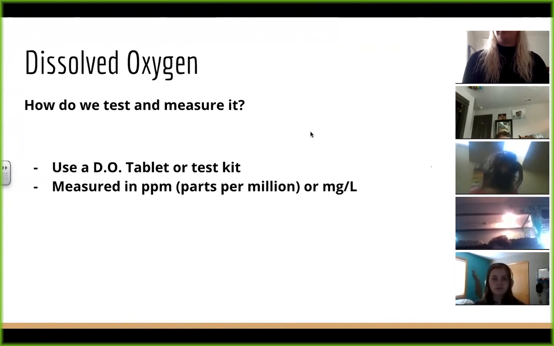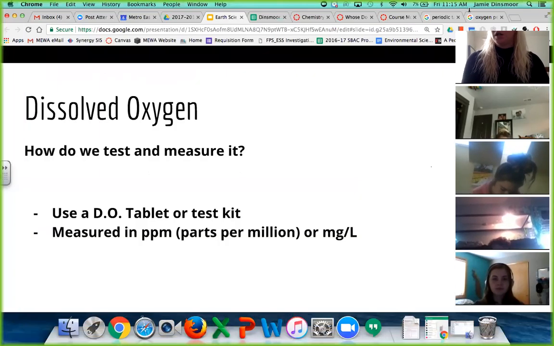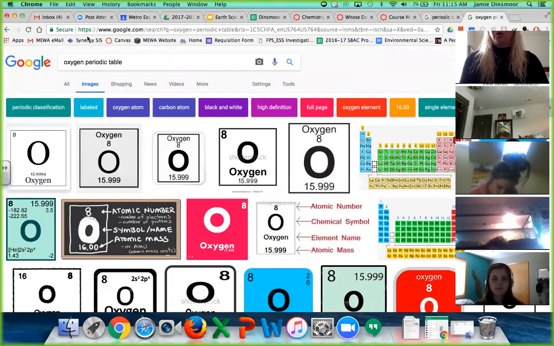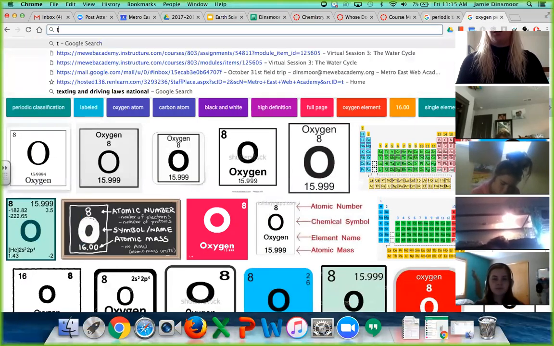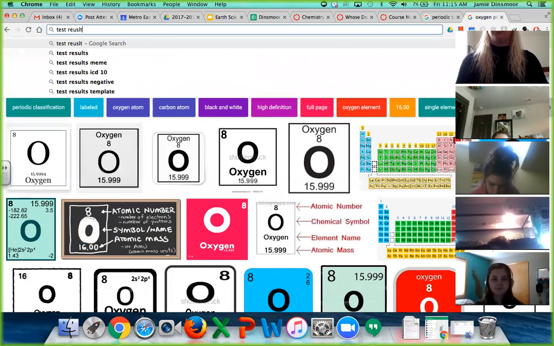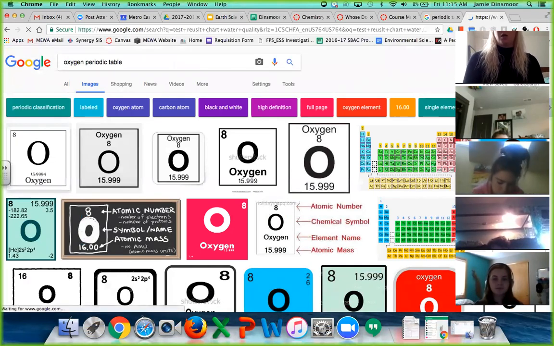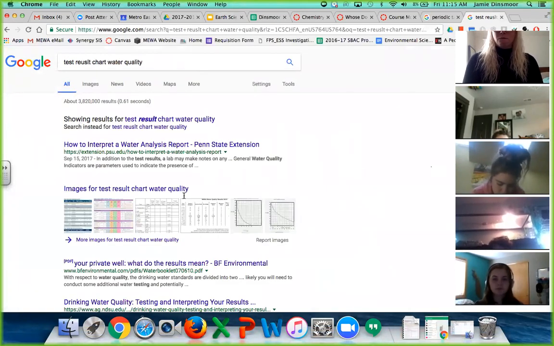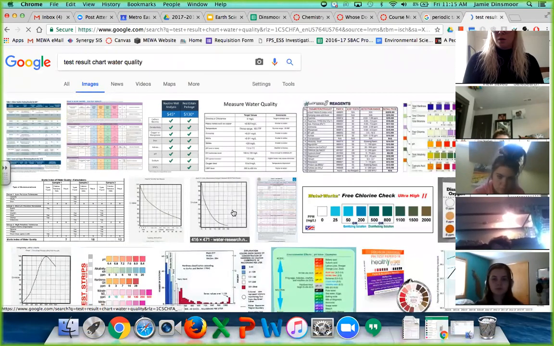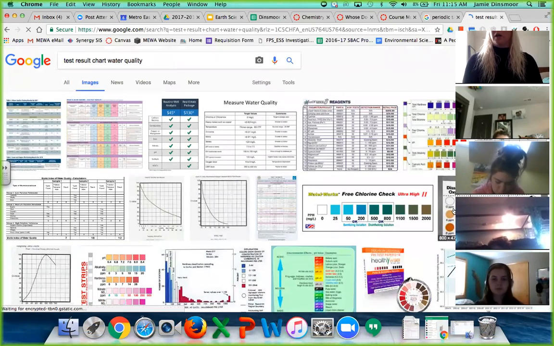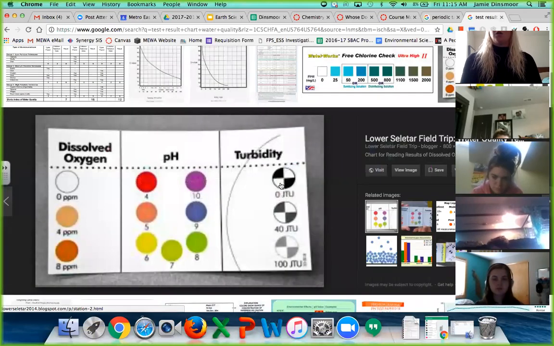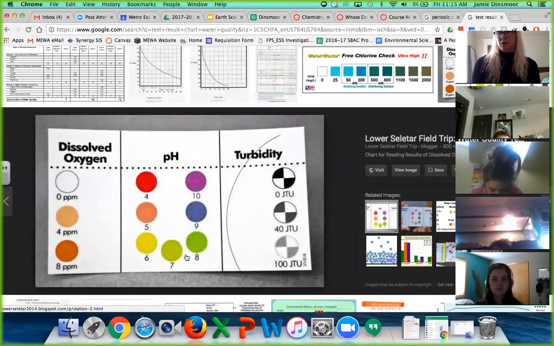Let me see if I can find a picture of our test results chart, water quality. See if it shows up. It's going to look like this. So this is an example of kind of how our test kit is going to look.